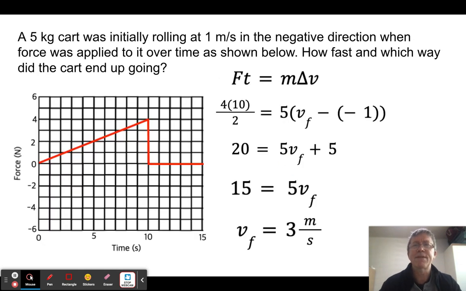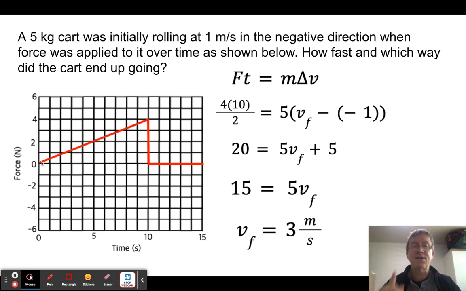Okay, well, let's look at this one here. Let's just say I have this problem. I have a 5 kilogram cart initially going 1 meter per second in the negative direction. When a force is applied to it over time, as shown below, it's a non-uniform force. I wonder how fast and which way the cart ends up going afterwards. College Board loves to ask this question. All right, well, let's just try this here.